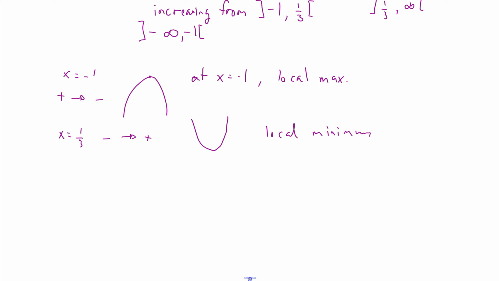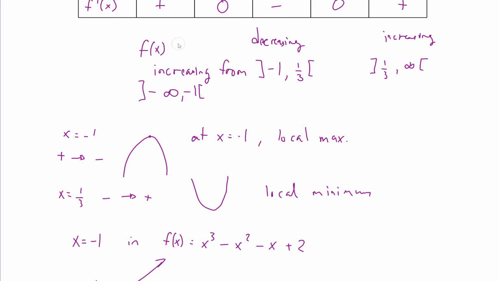Now, to find those values, all you have to do is plug in x is equal to -1 in f of x is equal to x to the power of 3 plus x squared minus x plus 2 to find your y value, and same thing for x equals 1/3. Same thing to find your f of x's. And that is that. So we know that it will be increasing over the interval of -infinity to -1 and from 1/3 to infinity, and it's decreasing between -1 and 1/3.